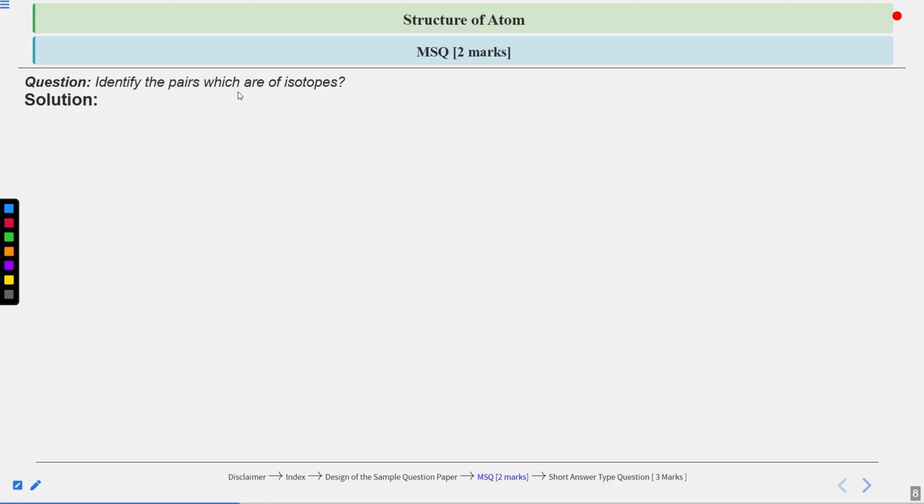Now in this question, you have to identify the isotopes. What are isotopes? The elements which have the same number of protons, that is, the atomic number is the same, are called isotopes. There is one more similar term to this, which is isobar, that is given to the elements which have the same mass number.